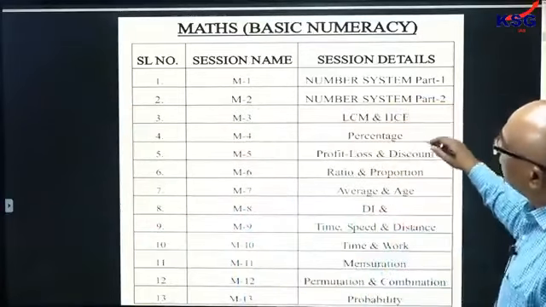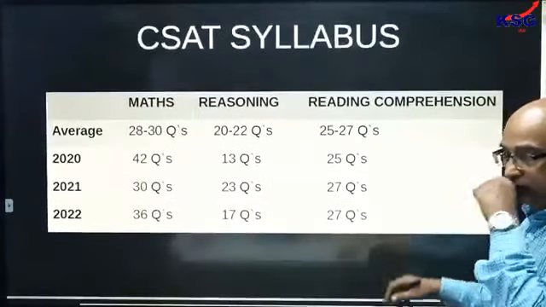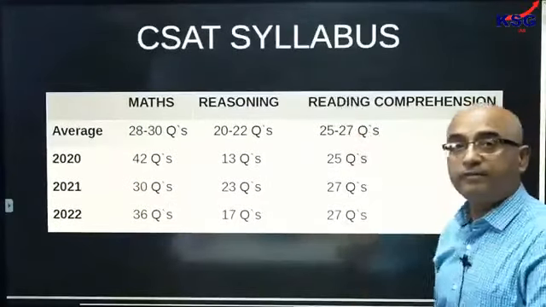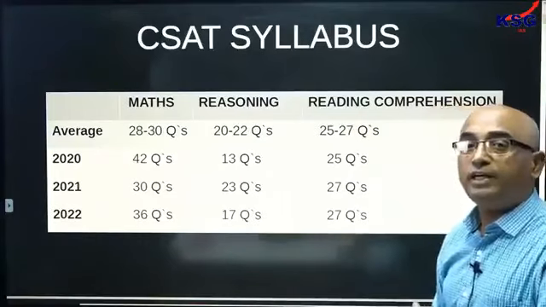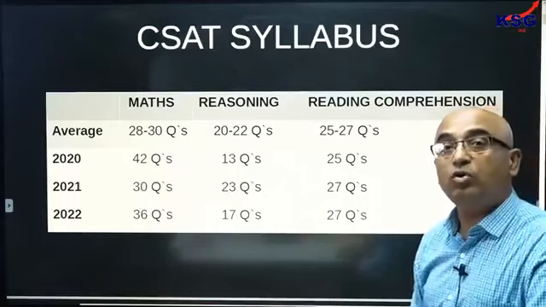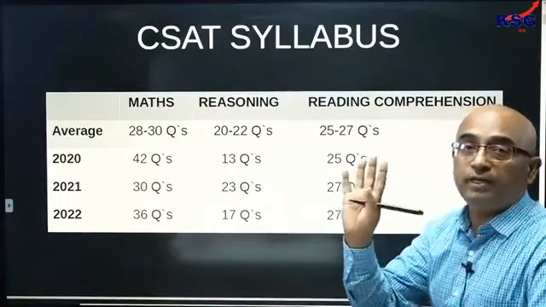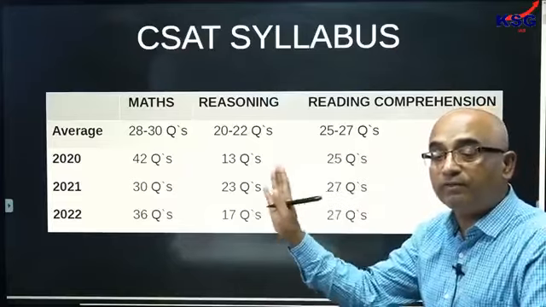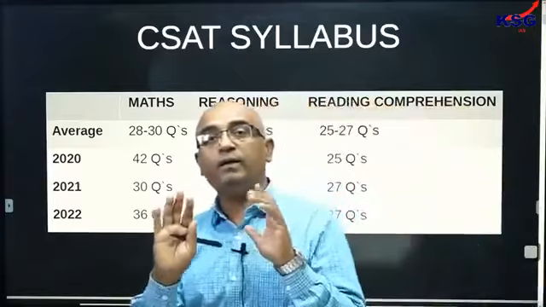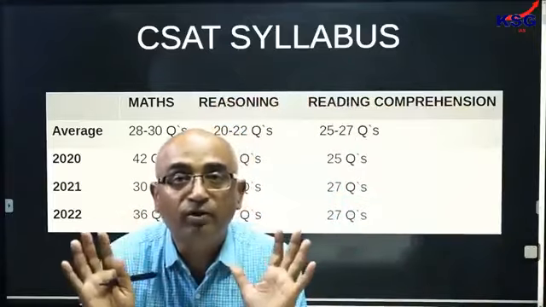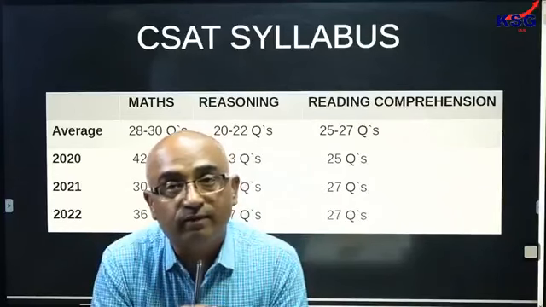Okay, let's begin. This is the detail of the CSAT syllabus. Last year, 2022, 36 questions out of 80. And in 2020, 42 questions out of 80, which means about 50% of the paper is only maths. So we can't escape maths, don't plan to escape maths. Without maths, it is impossible to qualify CSAT.